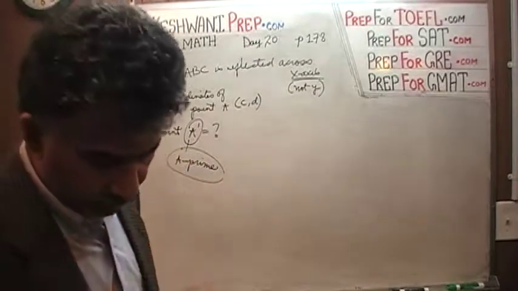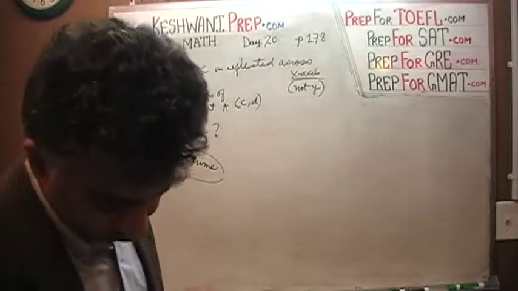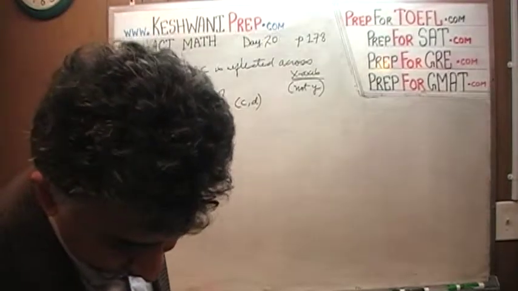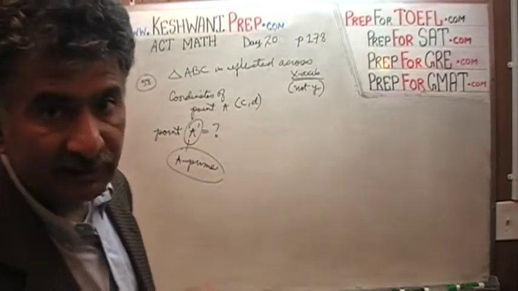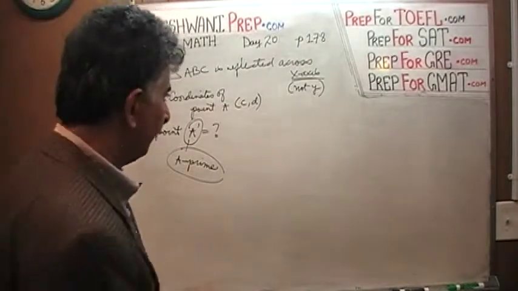Think of this as a mirror. And B prime is the image of point B, and C prime is the image of point C, and so forth. The question simply is, the coordinates of point A are C and D. In that case, what are going to be the coordinates of point A prime? Well, let's draw our triangle.